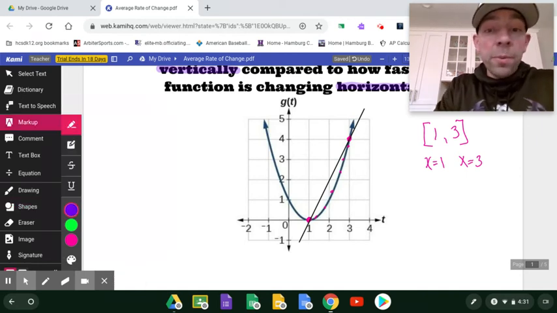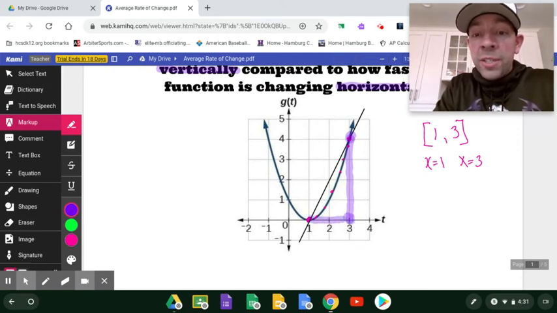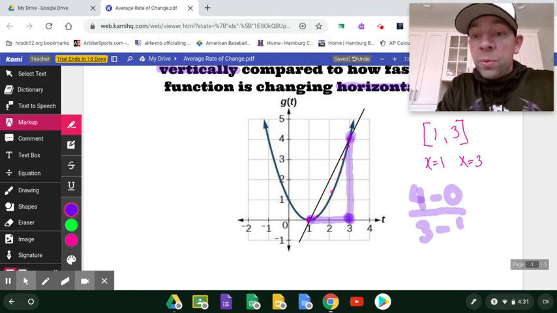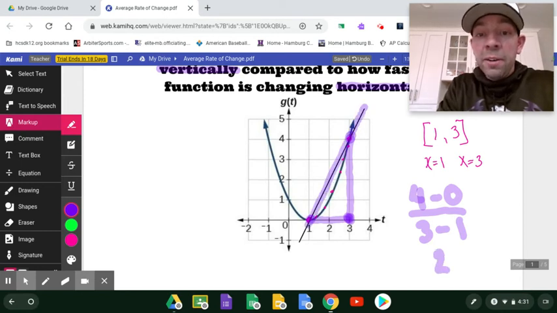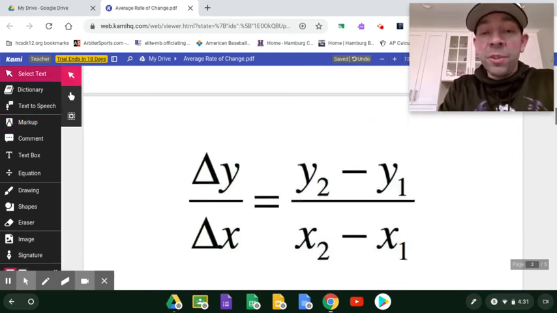So again, what we're trying to do is measure how much the function has changed vertically. So we're thinking, I went from a height of 4 to a height of 0 compared to how much it's changed horizontally. We went from a 3 to a 1, or from a 1 to a 3, however you want to word that. So we're thinking, 4 minus 0 all over 3 minus 1, 4 divided by 2 makes 2. So 2 is the slope of this line right here, and that is your average rate of change. So I think if you have this visual appreciation for it, it becomes less about memorizing a formula and more about understanding what it is we're trying to quantify or measure.